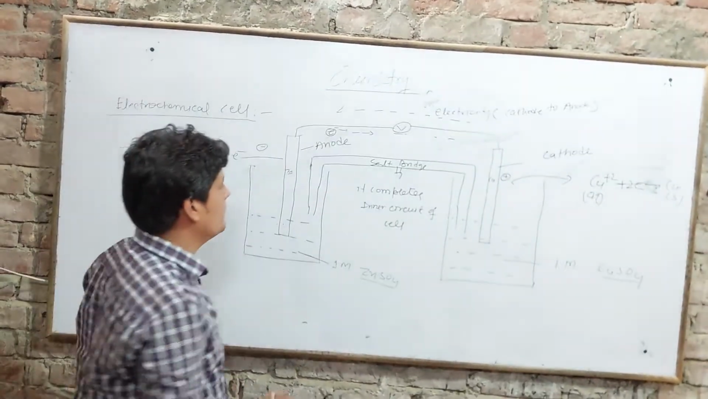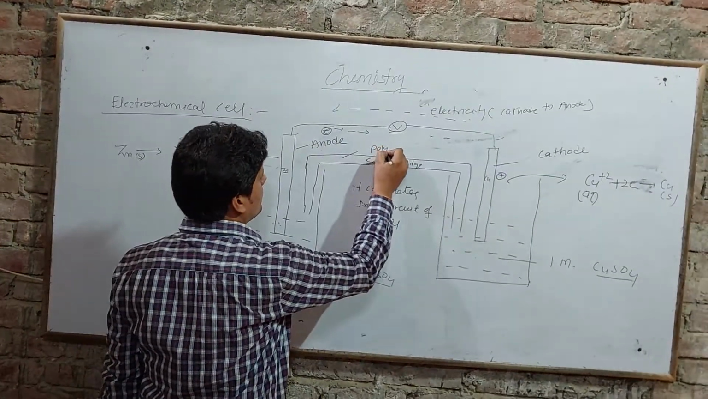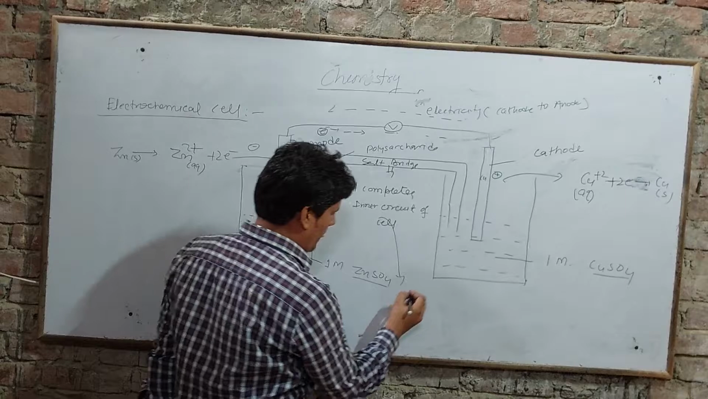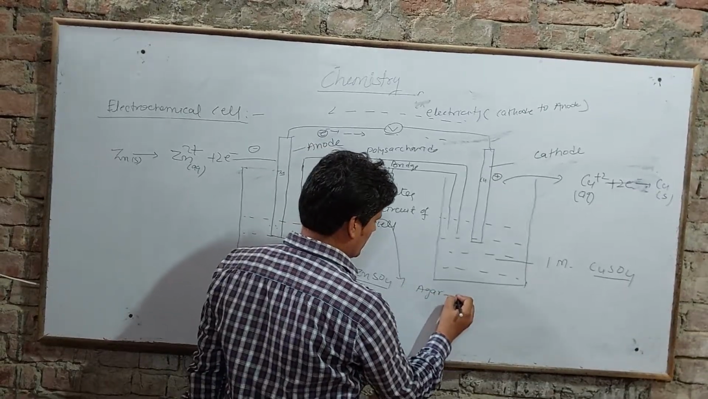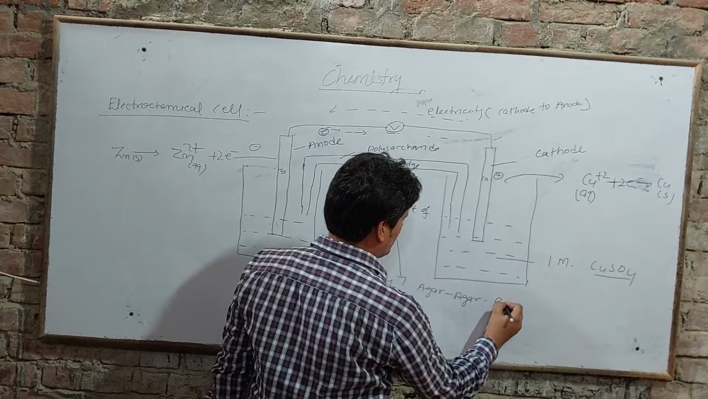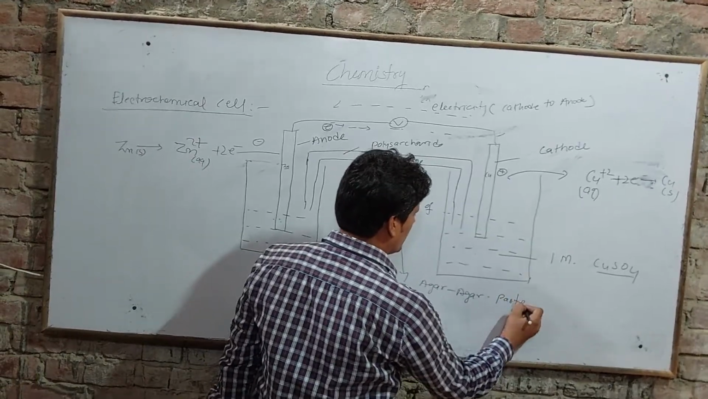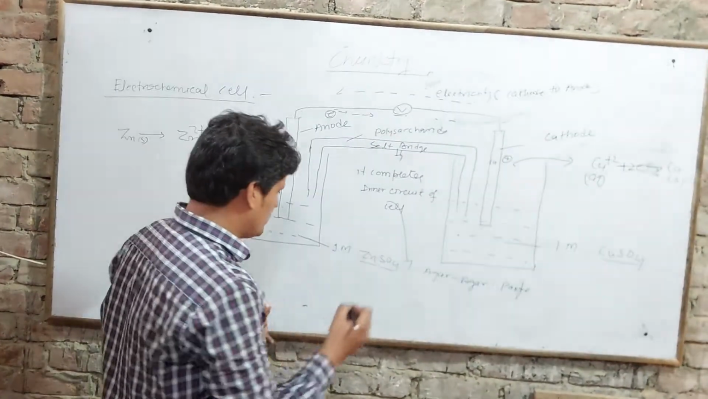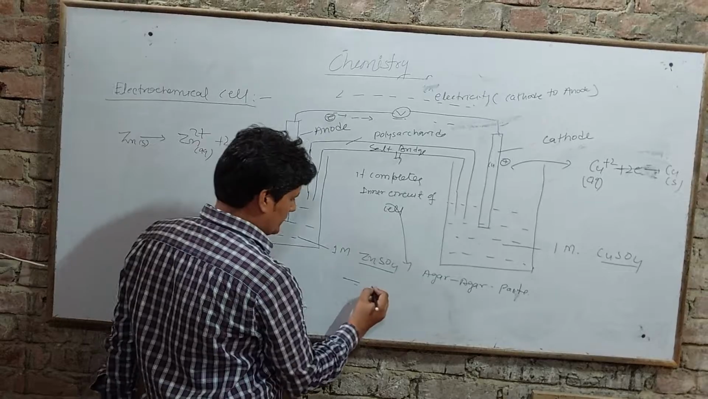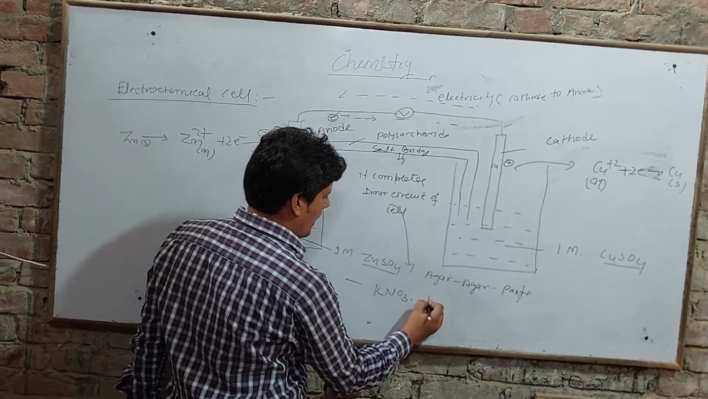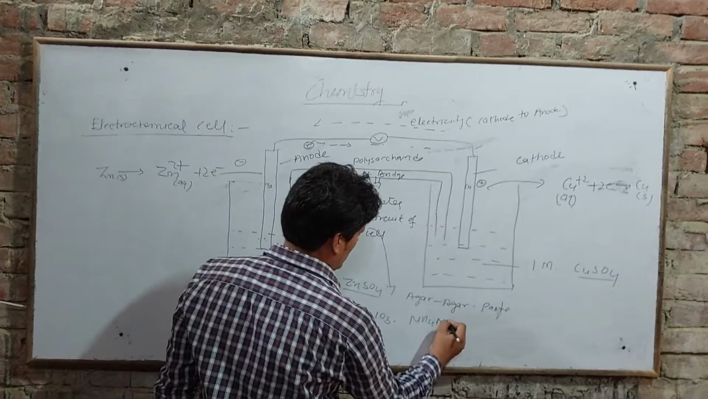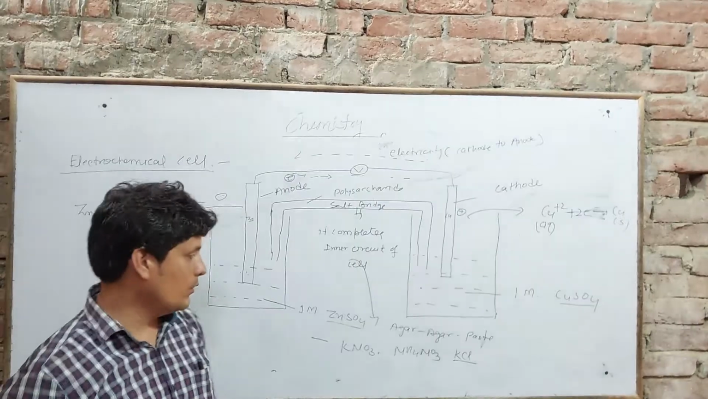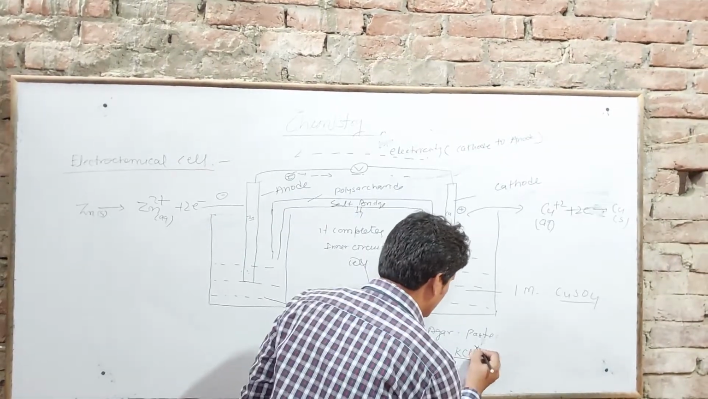The salt bridge is filled with the help of a polysaccharide known as agar paste. In this, some salts are also filled, such as KNO3, NH4NO3, and KCl is also used, but the case of KCl is specific.